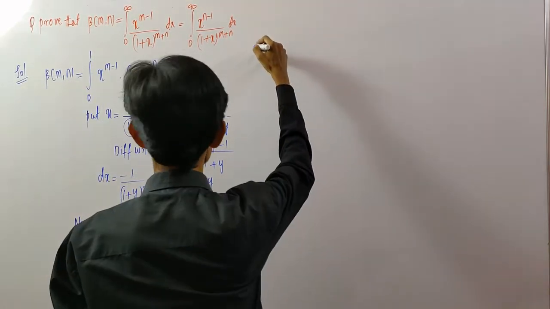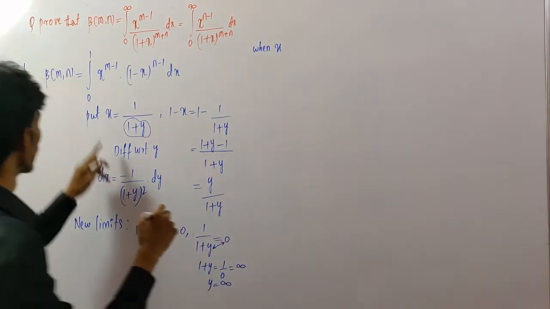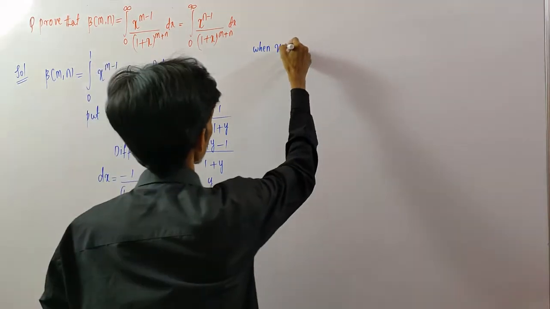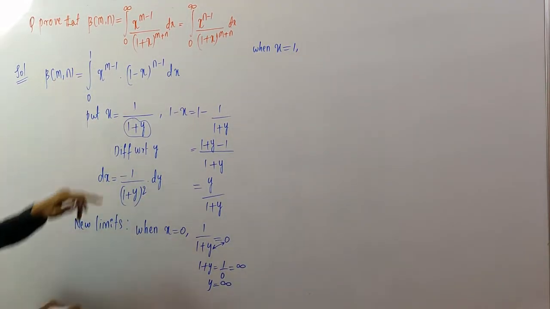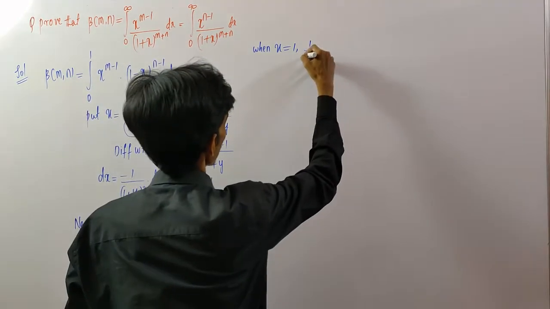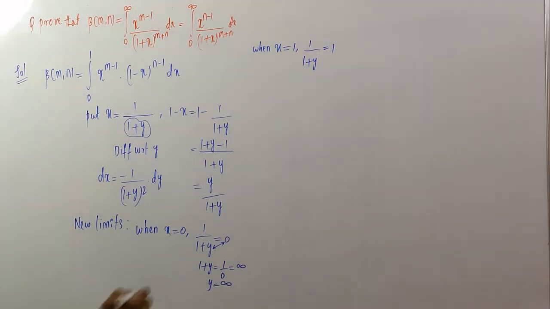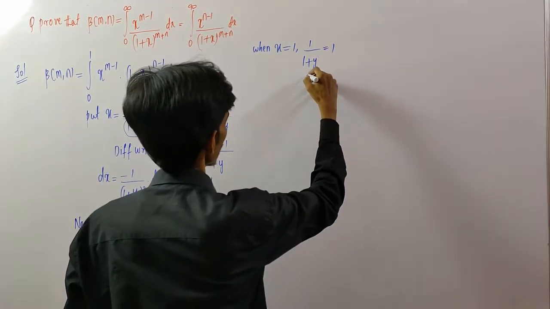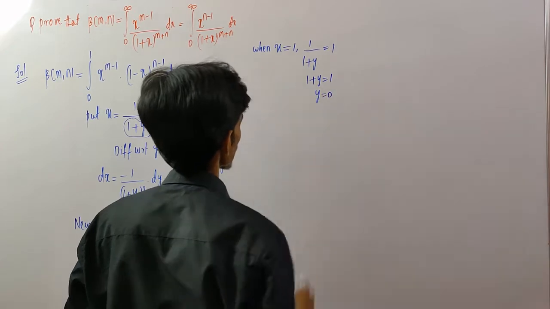Now when the upper limit x is equal to 1, substitute x value 1 here. Then we have 1 by 1 plus y is 1. Now cross multiply, we have 1 plus y value as 1, then we have y value as 0.